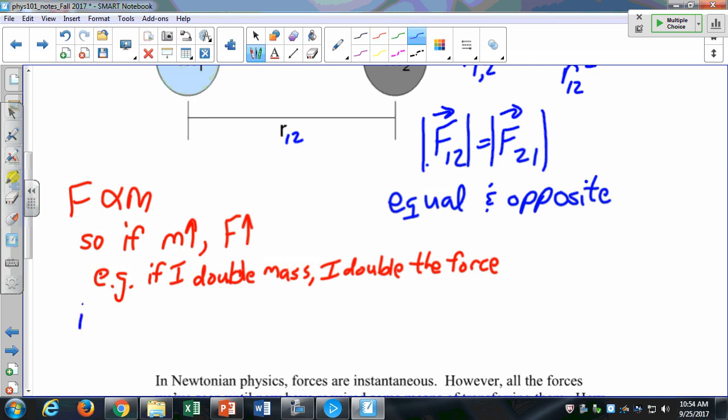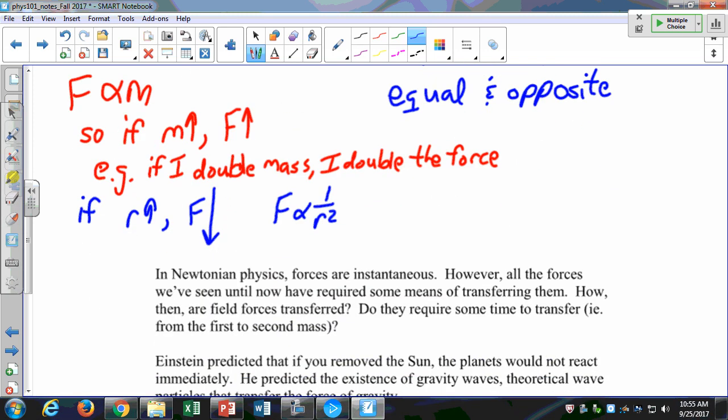Similarly, if I increase the distance between the two objects of mass, then the force will decrease by a lot more because it's an inverse square relationship. That is that F is proportional to 1 over R squared. So for example, if R doubles, then F is going to go down by a factor of 1/4. We'll see that in a clicker question soon.